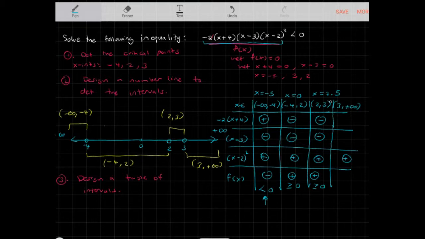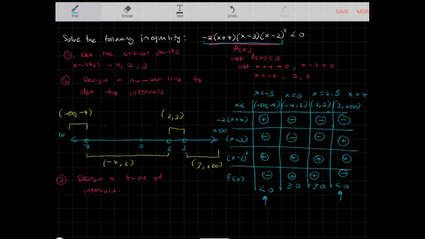Anyways, let's take a look at the last interval, 3 and positive infinity. Let x equal 4. So if I let x equal 4, then this is 8 times negative 2, which is negative 16, so this is negative. 4 minus 3 is positive 1, and then this is negative. Right, so this is less than 0.